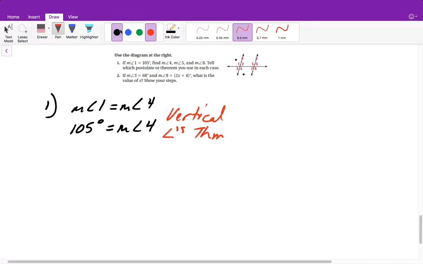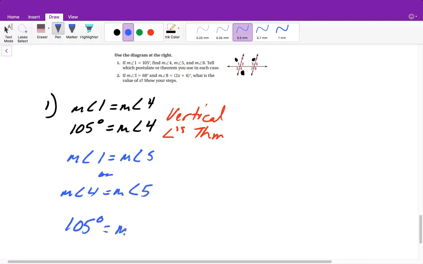All right, so now for the measurement of angle 5, we can use multiple ways. Angle 1 and angle 5 are corresponding angles because they're both in the same location. You would say top left. Angle 4 and angle 5 are alternate interior angles. So we can use different ways to solve for this. We can say that the measurement of angle 1 is equal to the measurement of angle 5. Or we could say the measurement of angle 4 is equal to the measurement of angle 5. And either way, 105 degrees is equal to the measurement of angle 5.